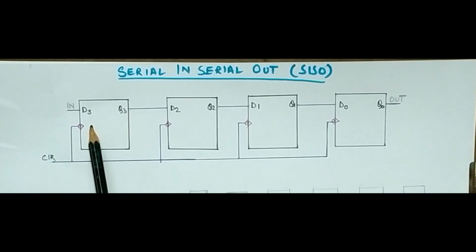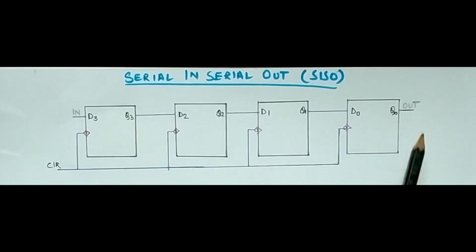Basically in the flip-flop class we have seen that there are different types of flip-flops and D flip-flop is used specially to store the data. It is the simplest type of flip-flop. So we have taken D flip-flops here and each flip-flop is triggered with a clock pulse, and this clock pulse is a negative edge triggered clock pulse. This is another important thing that you have to see here. Now let us see how it will function.